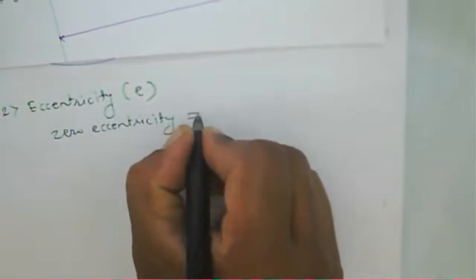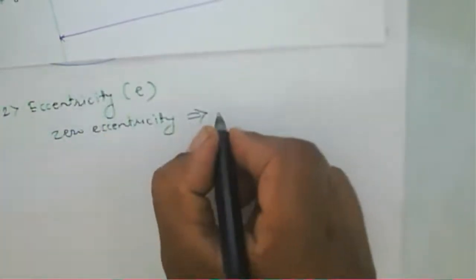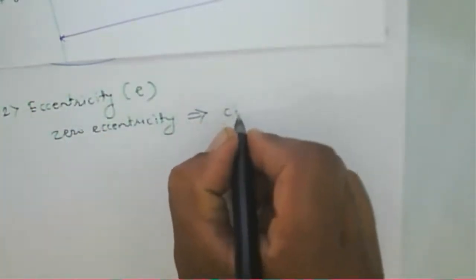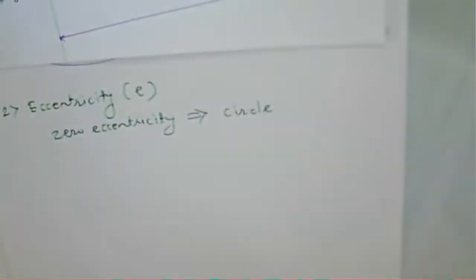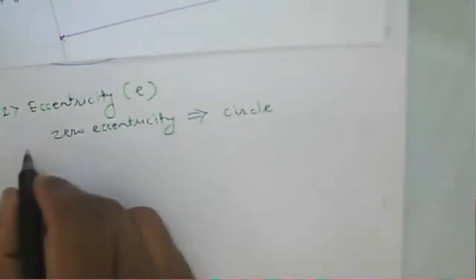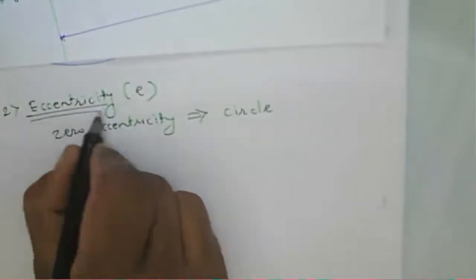So at a value of zero eccentricity, if the eccentricity is zero, what will happen?